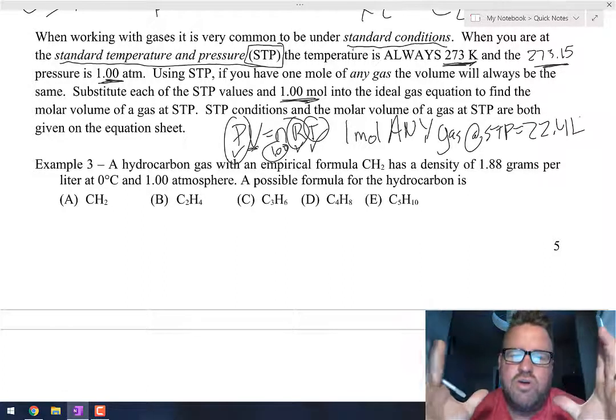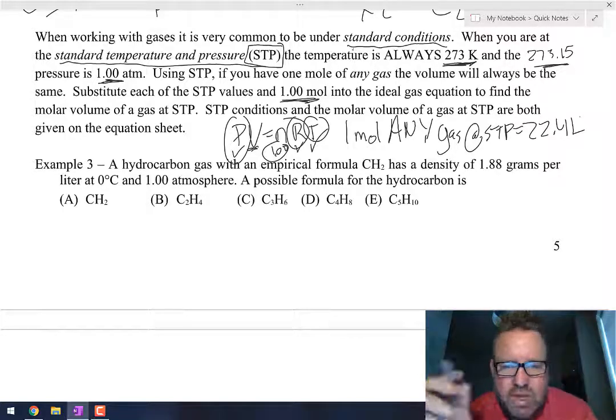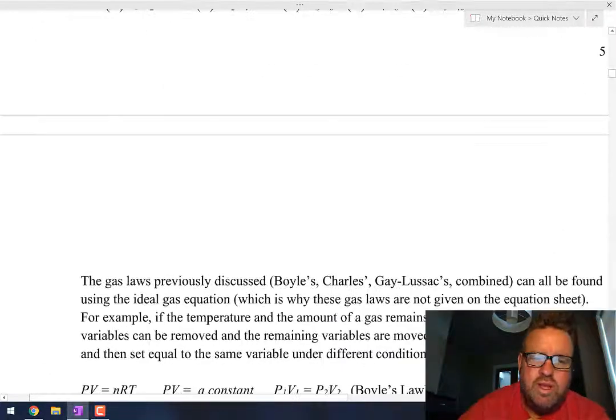What if you have 2 moles? Well, then obviously, you're going to double that, 44.8 liters. So however many moles you have, you can use that conversion: 1 mole equals 22.4 liters.